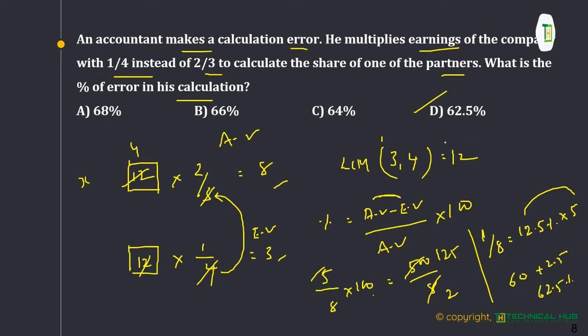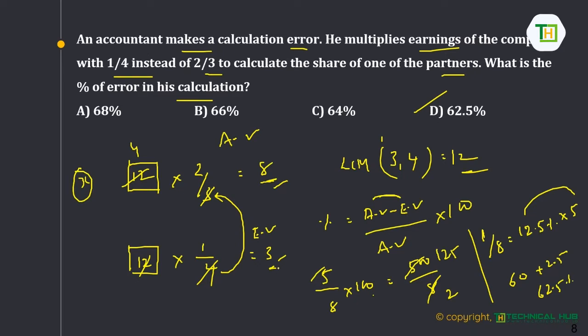So, a very easy question. Whenever this type of question comes, instead of taking x, you have to take a value. How can you assume that value? Take the LCM of the denominators. Here, if you take the LCM of the denominators, you will get 12. If you multiply 12 with 2 by 3, then you get 8, which is the actual value. But what is the error value here? 12 into 1 by 4 is equal to 3.